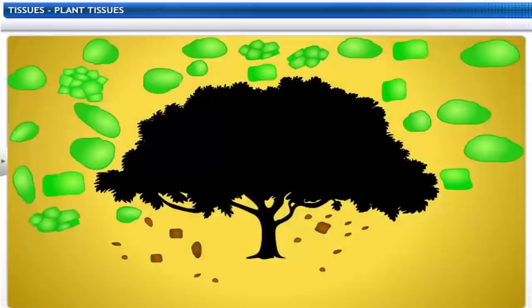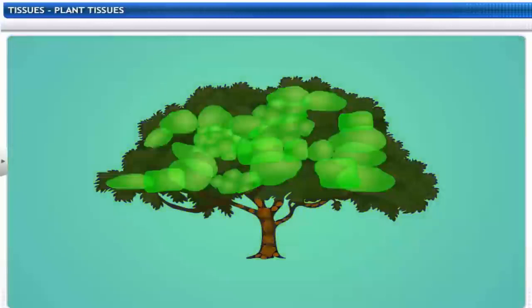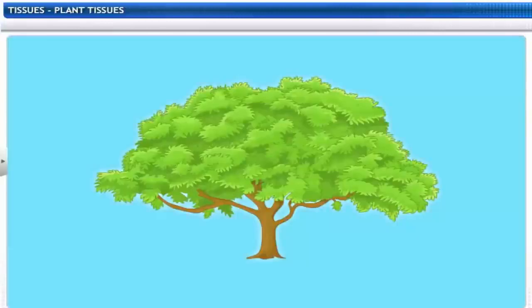Great teamwork. Did you know that different tissues in plants have different functions too? But they work as a team to keep the plant alive.